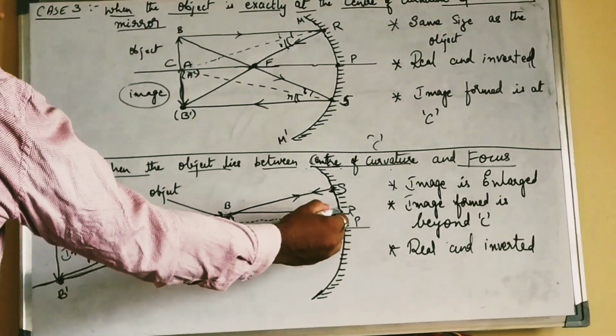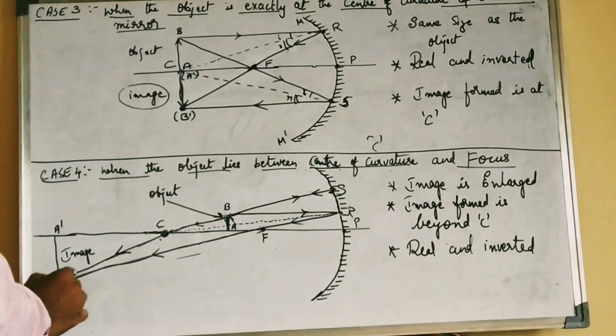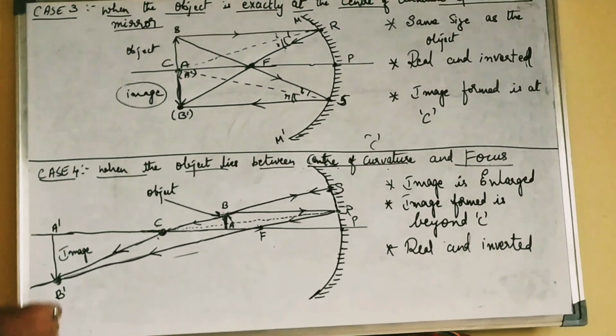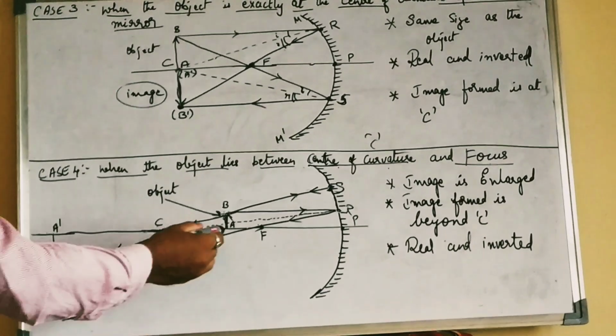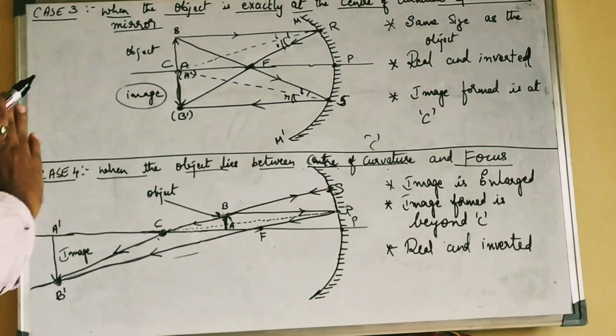Where is the first reflected ray? That is from R. When both the reflected rays meet at that point, you will get the position of the image. Now you can see here, A dash, B dash is the image. See, the object, AB is the object, A dash, B dash is the image. Now you can draw the conclusion.